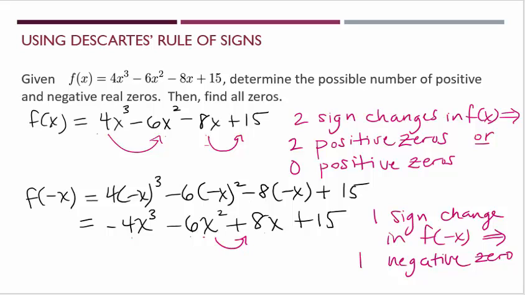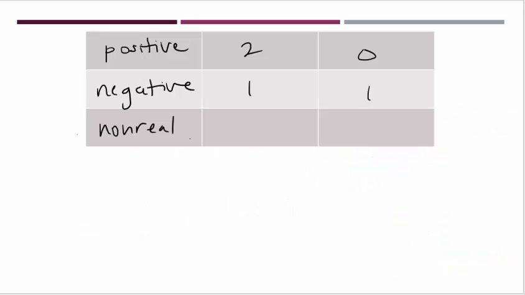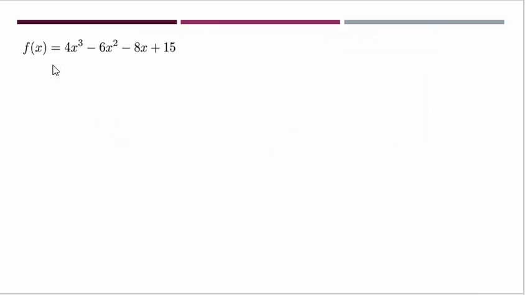And so take a look back at what the degree of the polynomial function is, which is a 3 or cubic. And that means altogether, real and non-real, there can be just 3 zeros. And so if there's 2 positive and 1 negative, there's 0 non-real. If there's 0 positive and 1 negative, there are 2 non-real. And take a look at these columns. They should total 3.